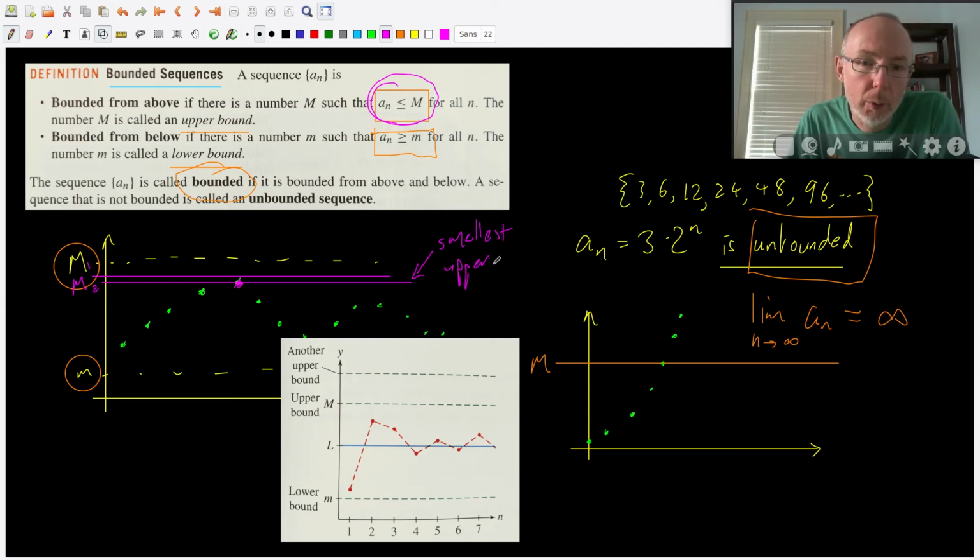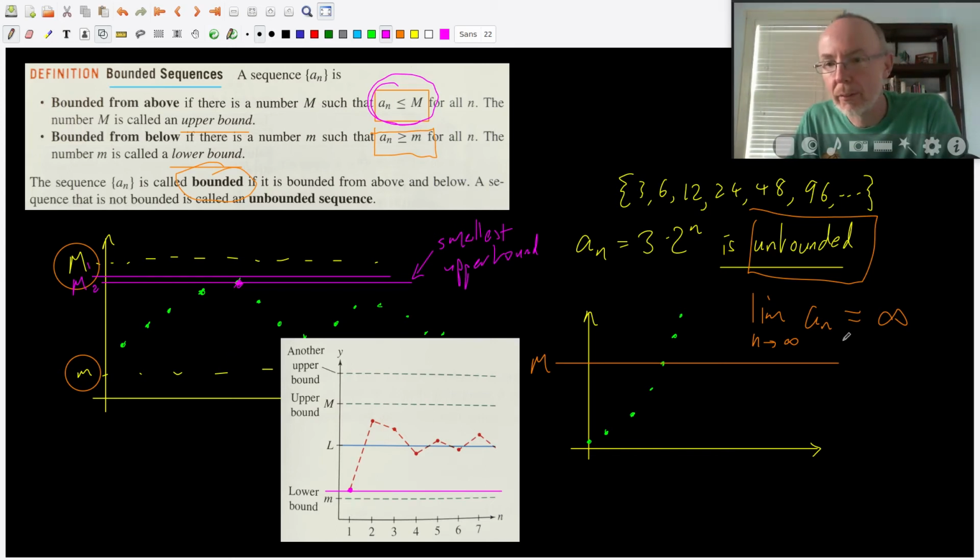So you can choose different upper bounds, which this kind of picture is getting at. And we could do the same thing for lower bounds. On this picture, the lower bound that just touches that point would be the largest lower bound that we could choose. All right, let's think a bit more about this.